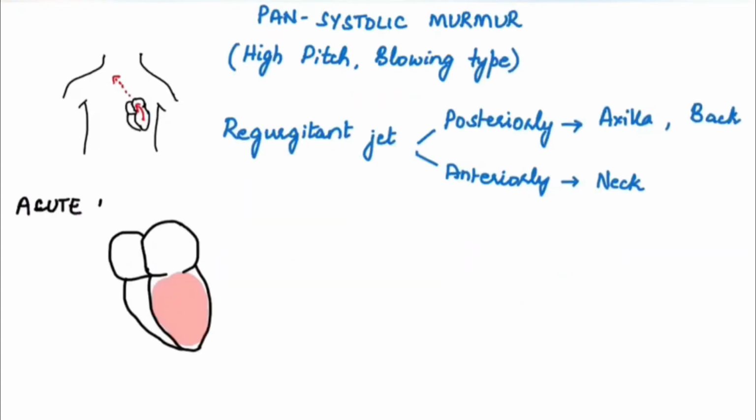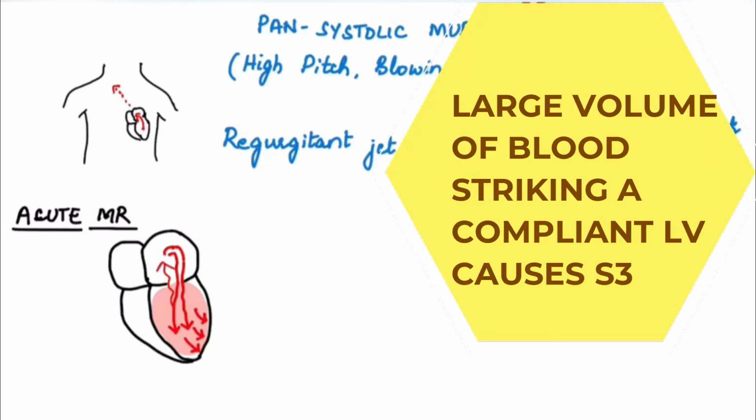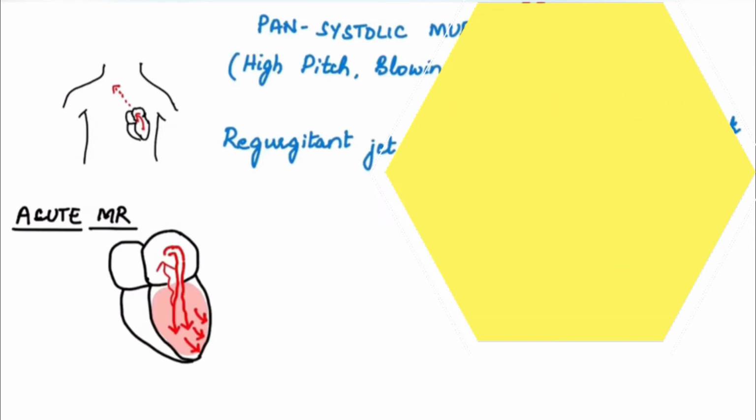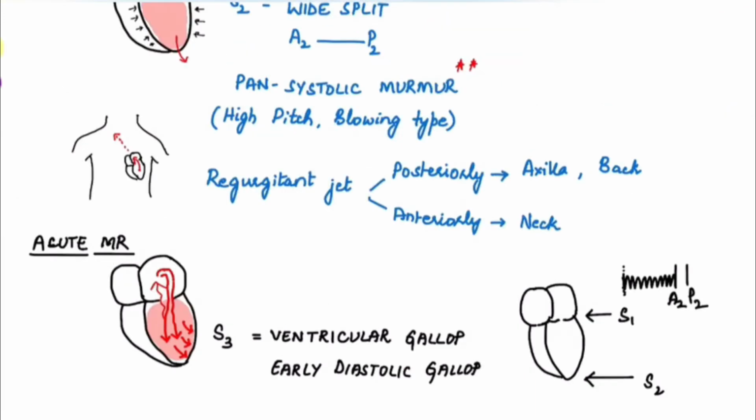Also in acute MR, what happens is the regurgitant jet, which is coming back into the left atrium, all of a sudden falls down into the left ventricle. A large volume of blood striking the wall of the left ventricle causes this third heart sound. So this third heart sound is also known as a ventricular gallop, also known as an early diastolic or a proto-diastolic gallop.